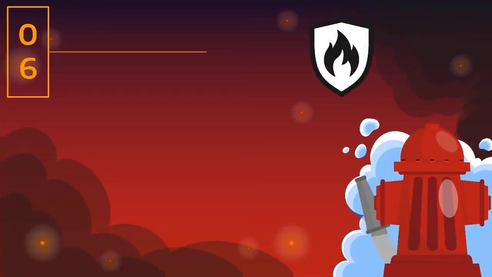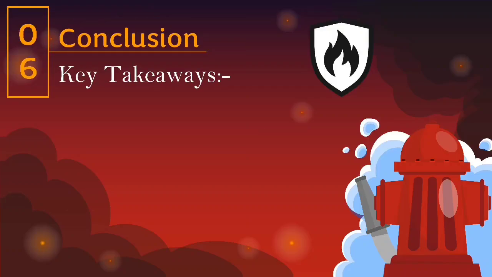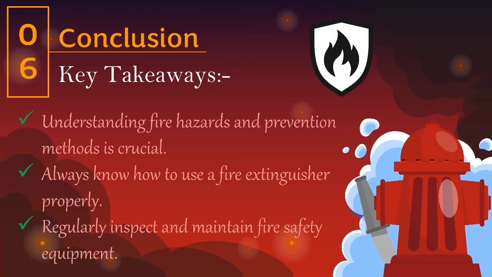At last, we are going to conclude this topic. Key takeaways. Understanding fire hazards and prevention methods is crucial for safety. Always know how to use a fire extinguisher properly. Regularly inspect and maintain fire safety equipment.